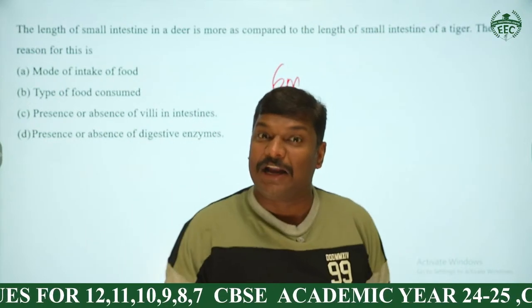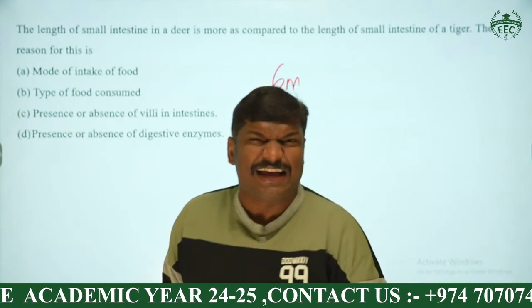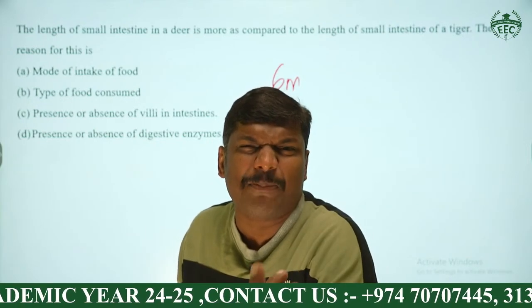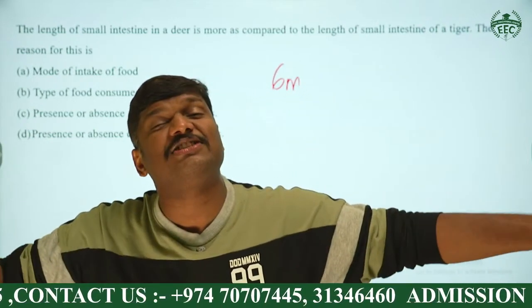Herbivorous animals: zebra, deer, elephant, giraffe. These are all herbivorous animals, right? They eat plants and plant products, and they have to digest cellulose. That's why their small intestine is much longer.